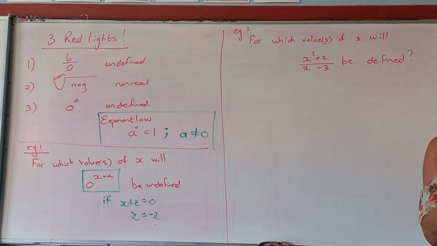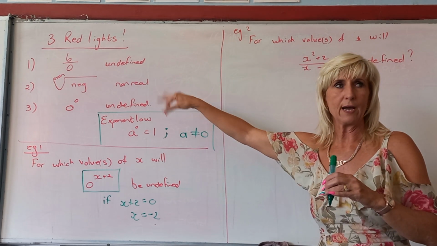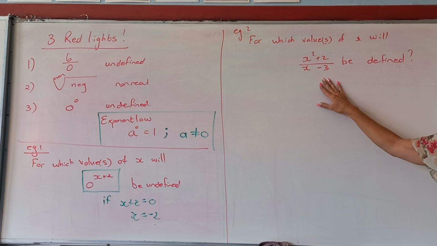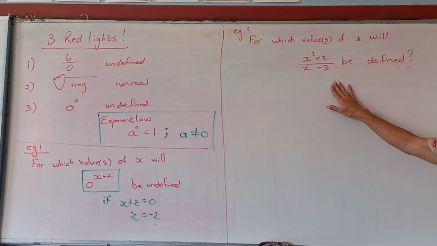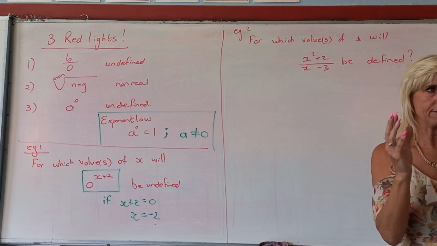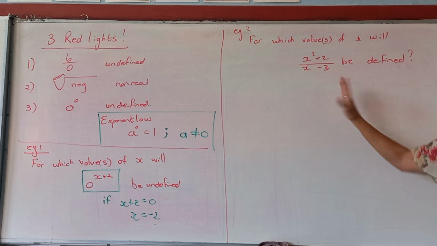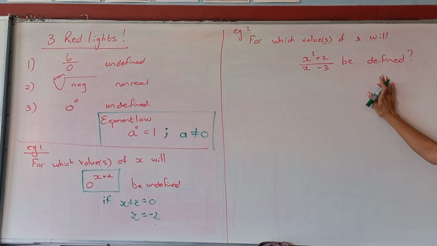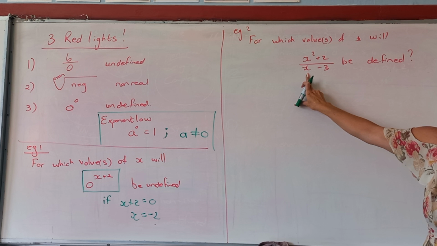Meaning it has to work. The only thing that's wrong with it, or that could be a problem, the 3 red lights, is it's got nothing to do with roots. It's not 0 to the 0. It's definitely got something to do with maybe possibly dividing by 0. Are you seeing what you should be looking at for being defined or undefined? So the problem here would be if I divide it by 0. So when will it be defined? When will it work? If that x is not the x, positive 3.